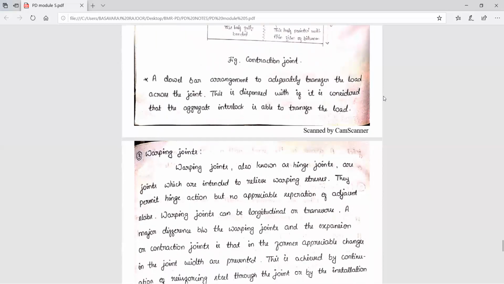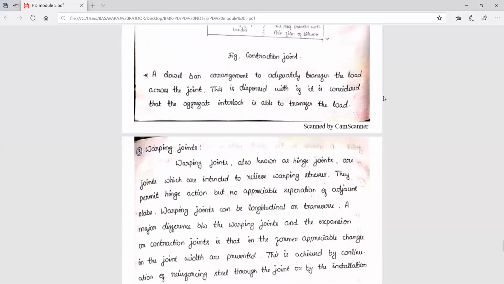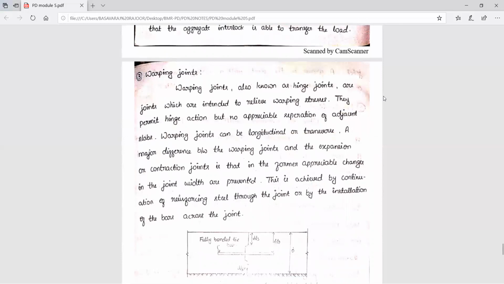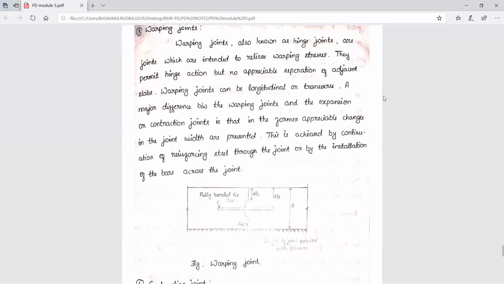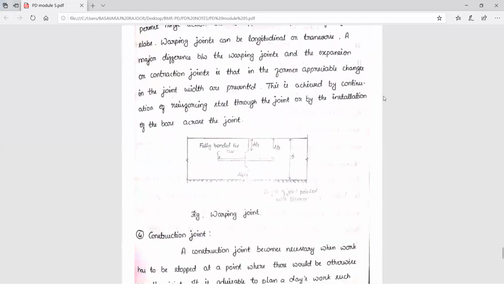Moving on to the warping joints. Warping joints are also known as hinge joints. These are provided along the longitudinal direction to prevent warping of the concrete slab due to temperature and subgrade moisture variation. A major difference between the warping joint and the expansion or contraction joints is that in the former appreciable changes in the joint width are prevented. This is achieved by continuation of reinforcing steel through the joint or by installation of bars across the joints.